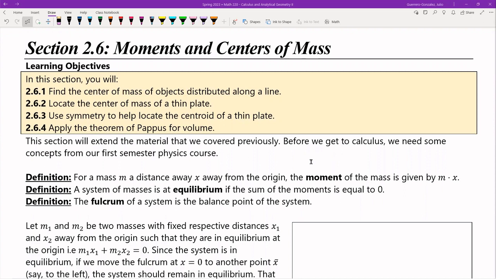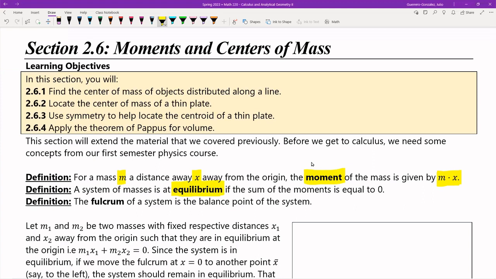There are a couple definitions that I need to bring up before we start moving into the calculus that we require. The first definition is the idea of a moment. Suppose that you have a mass m that's an x distance away from the origin, and then the moment for this object is m times x. It's just the mass times the distance, and that is it. We say that a system of masses is at equilibrium.